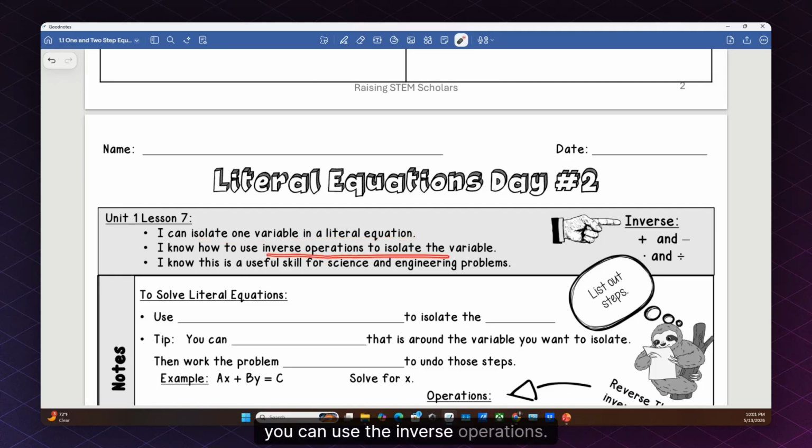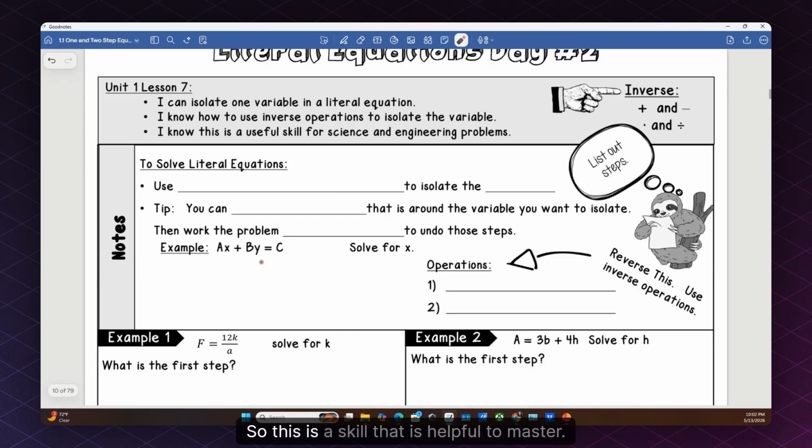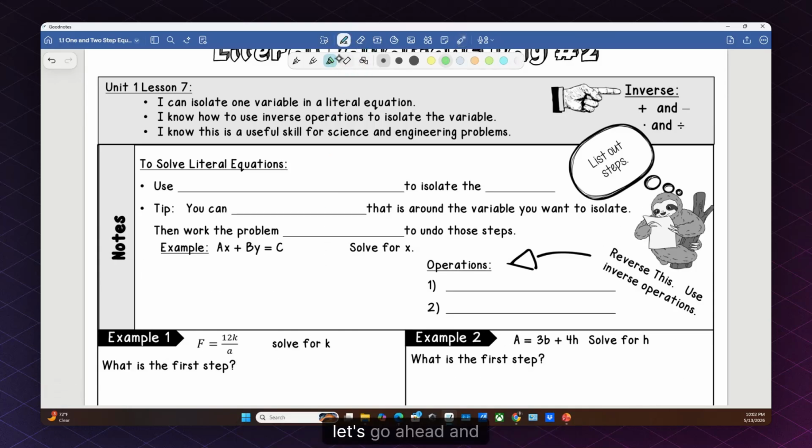You can use the inverse operations. And this is actually a pretty useful skill for science and engineering problems. The idea of being able to manipulate equations and be comfortable with several variables does come up quite a lot in chemistry and in physics. So this is a skill that is helpful to master. Alrighty, let's go ahead and look at what's going on here.